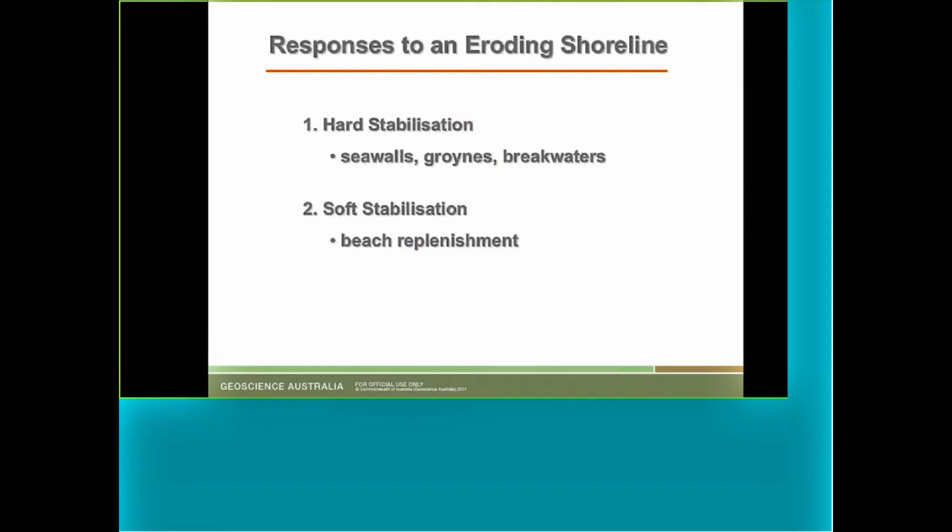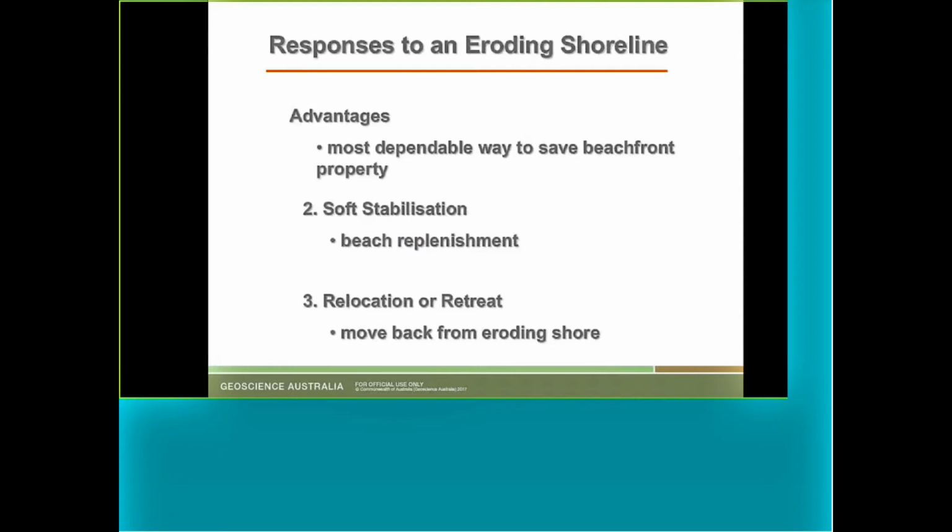The second type is soft stabilisation, commonly referred to as beach replenishment or beach nourishment, which I'll come to the examples shortly. And the third option is quite simply to strategically relocate or retreat any property or infrastructure from that eroding shoreline. They all have their pluses and minuses, which I'll go into now.